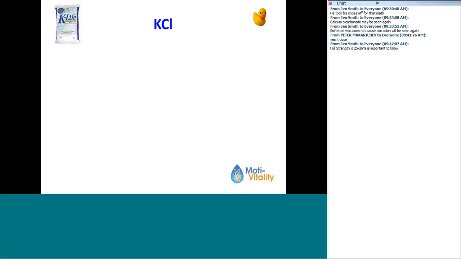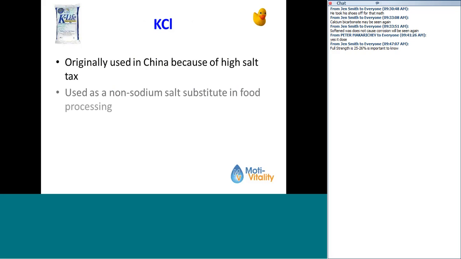But one alternative regenerant we do use is potassium chloride. Potassium chloride was originally used in China because of high salt taxes. It's used as a non-sodium salt substitute in food processing, and it works using the same process as sodium chloride. Remember, we talked about this before on the periodic chart of the elements: anything in the same vertical line carries the same chemical properties as anything else in that same vertical line. So sodium and potassium are right next to each other.